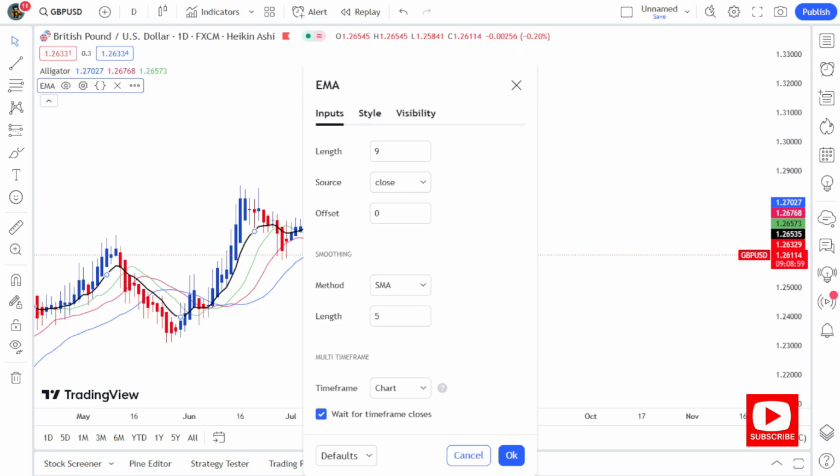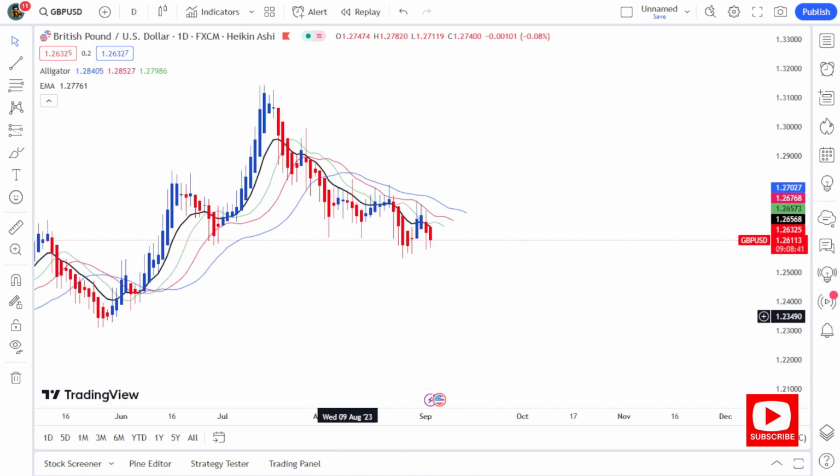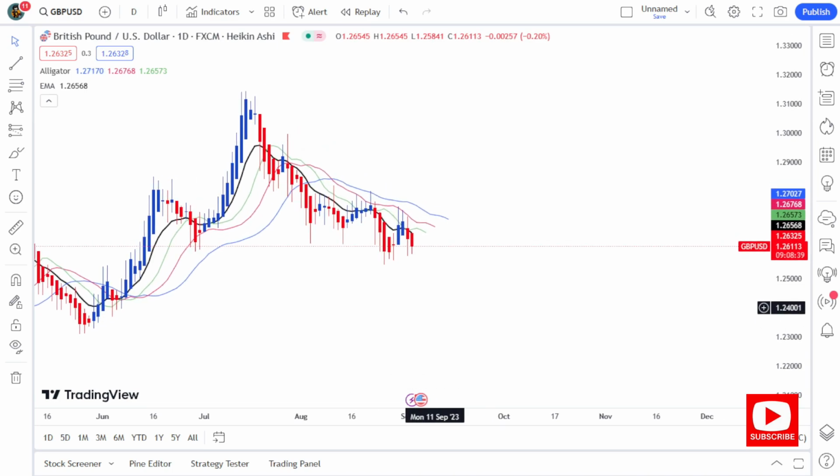Then go to input. We are going to change the length of our moving average from 9 to 10. And our method is going to be exponential. Now once all these settings are done, we click on OK. Then our moving average is set.